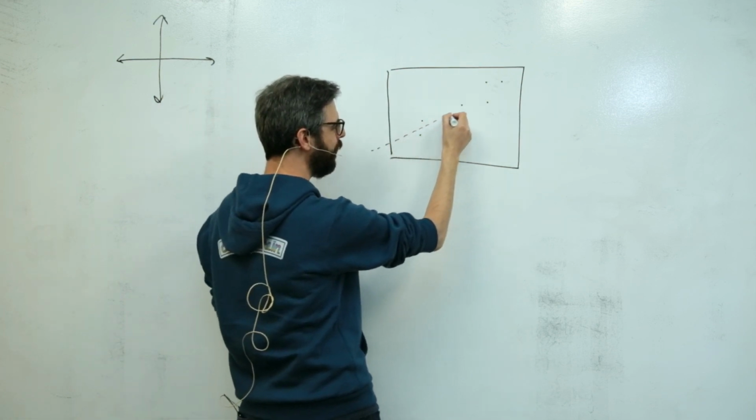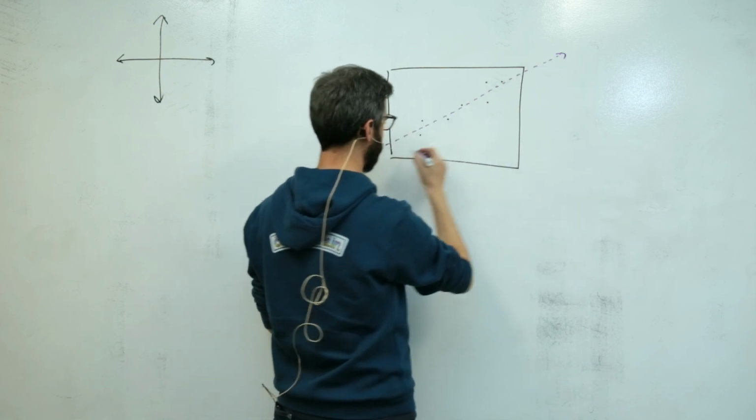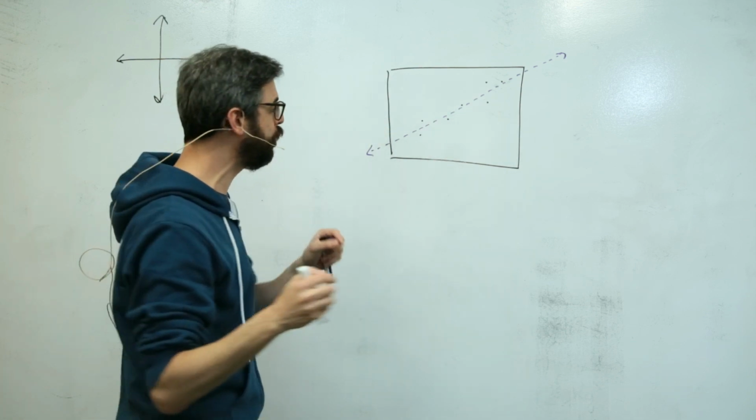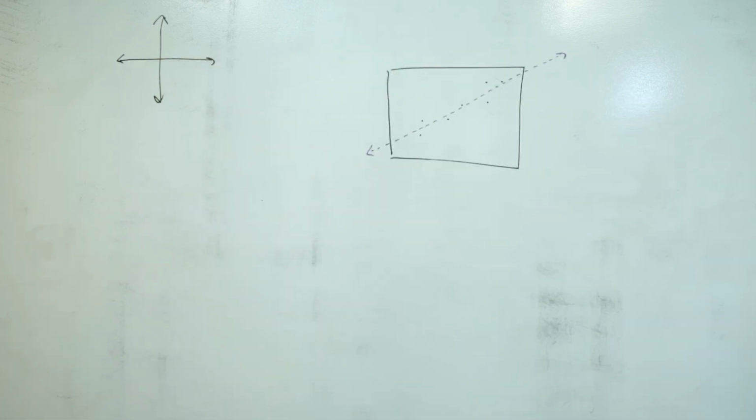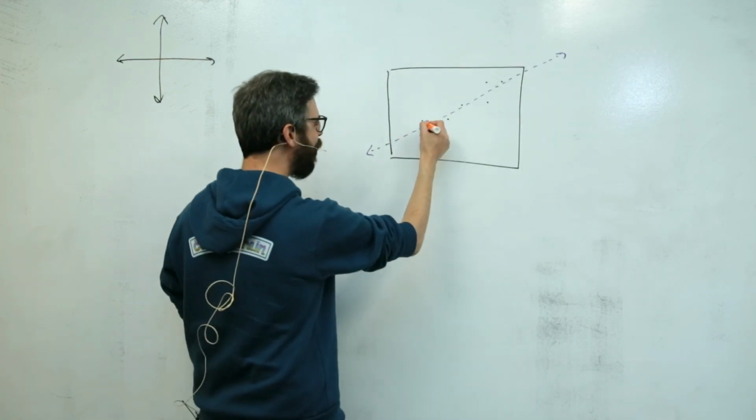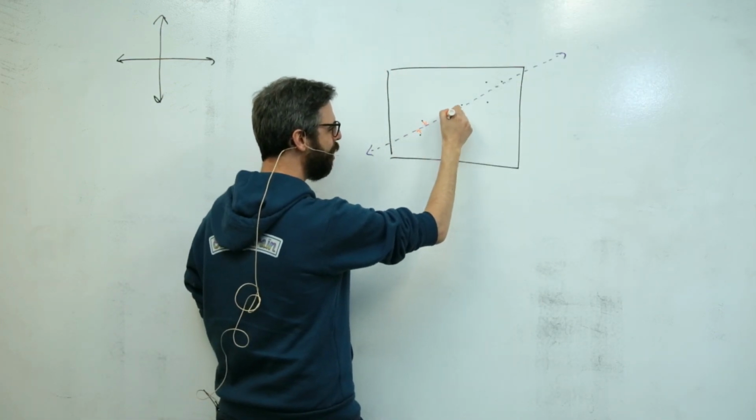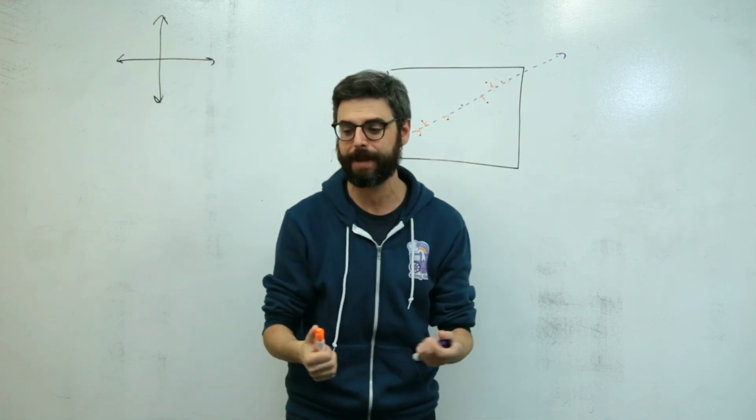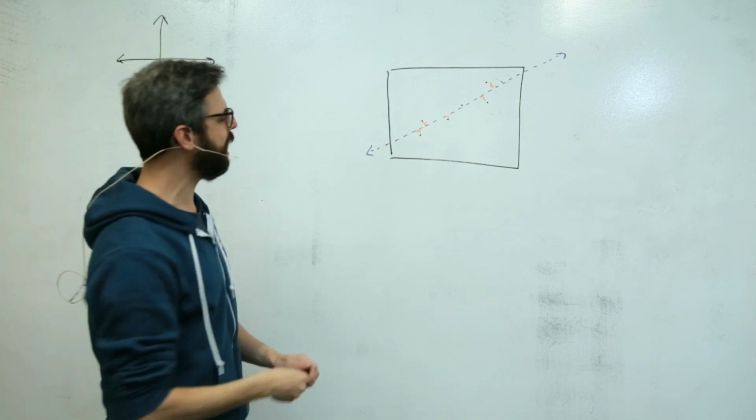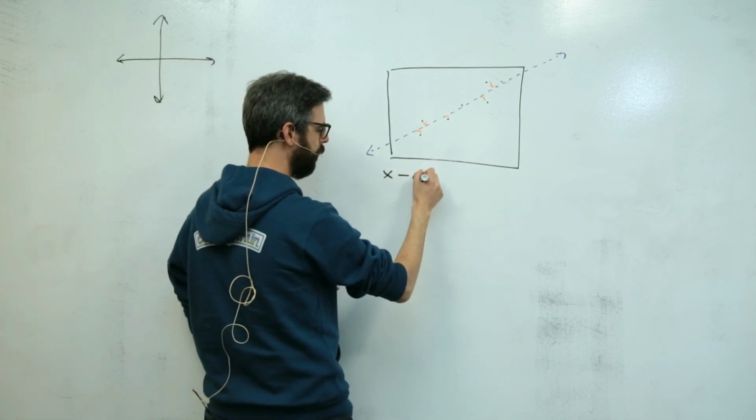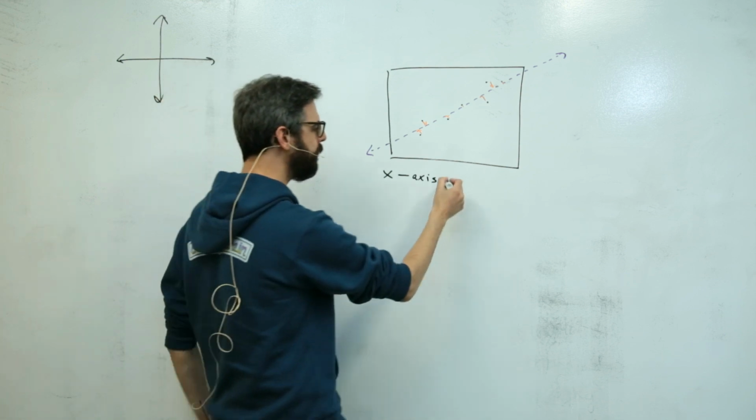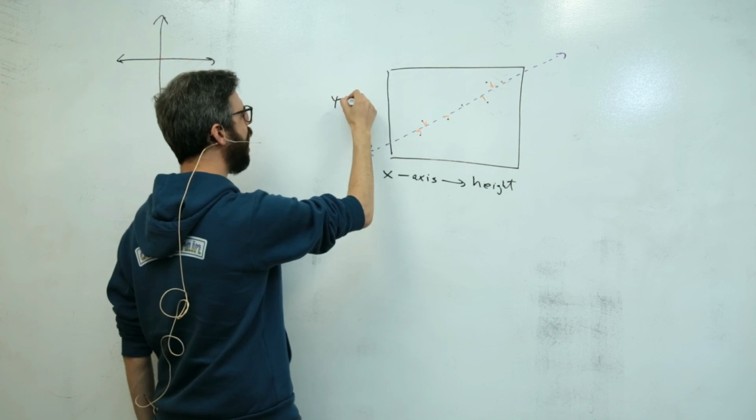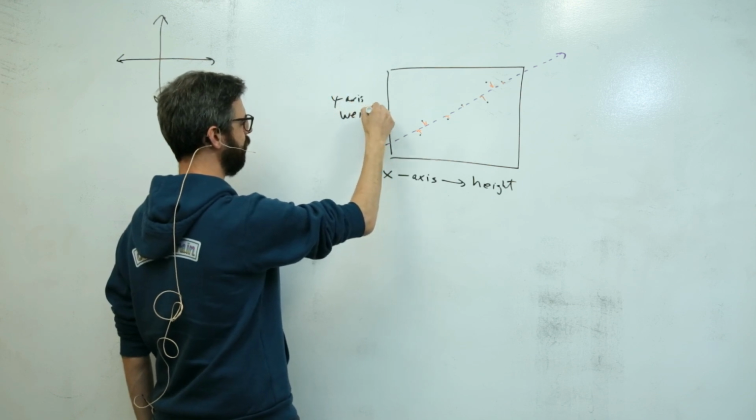I can eyeball it and say, this line kind of gets close. What we're trying to do is minimize all of these distances of all of the points to the line. The idea here then is that we can make some predictions, right? If this x-axis represents height, we might predict on the y-axis weight, right?